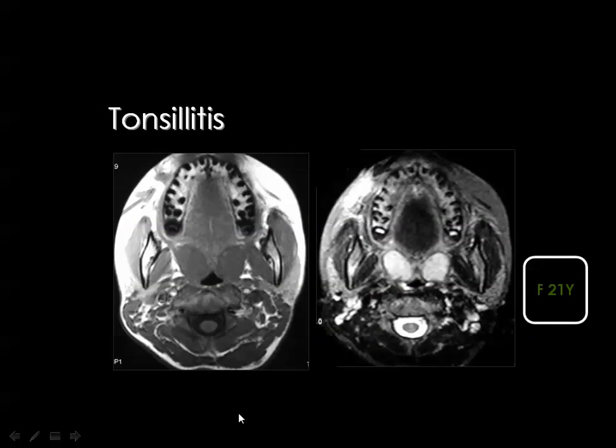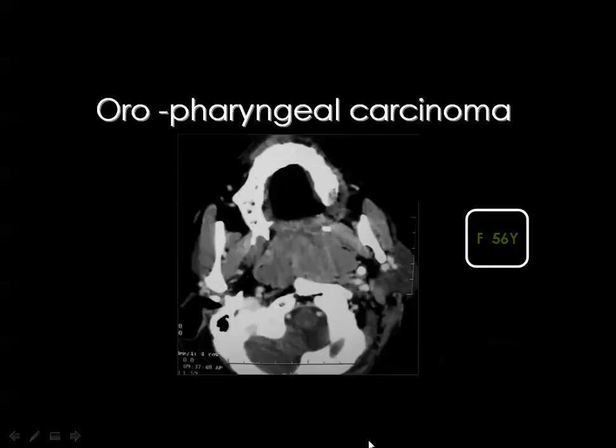Then one of the important structures in the oropharynx is the tonsils, and commonly you can see tonsillitis, and this is just an example. This is the tonsils in the T1 weighted image and in the T2 weighted image. They are enlarged. They are of bright signal in the T2. They are inflamed. Then if you inject the contrast in cases of tonsillitis, you can see streaky enhancement within the affected tonsil. But this is a different issue.